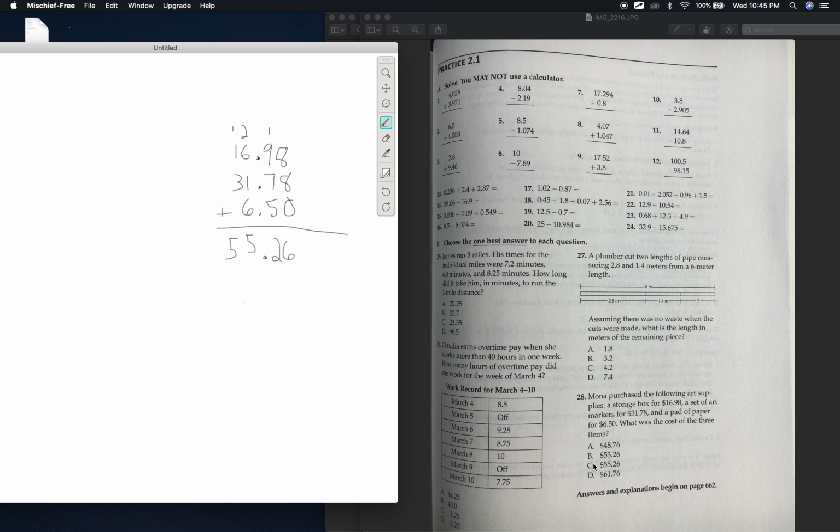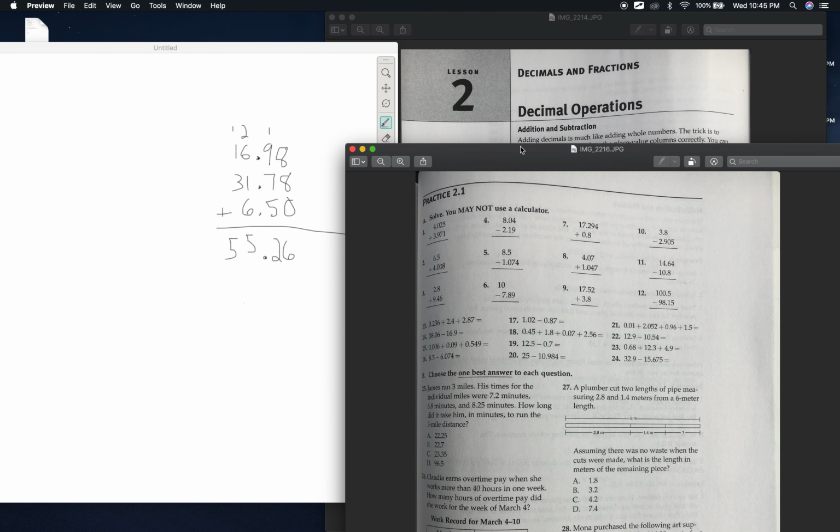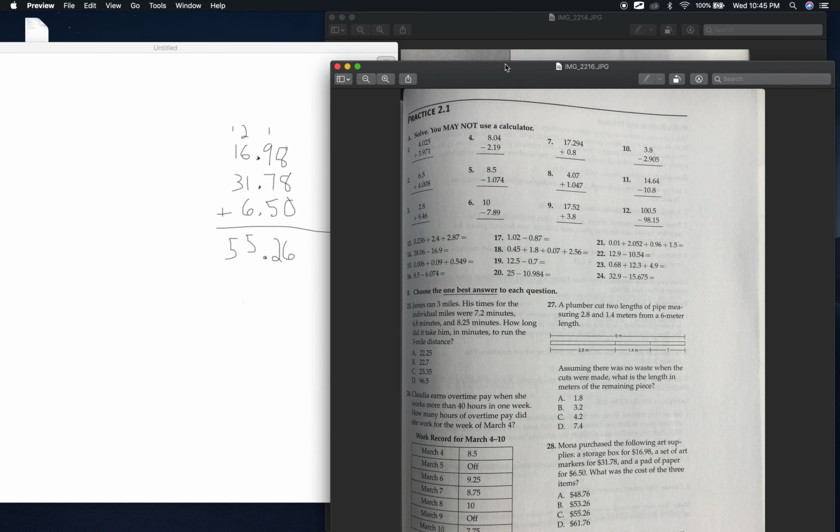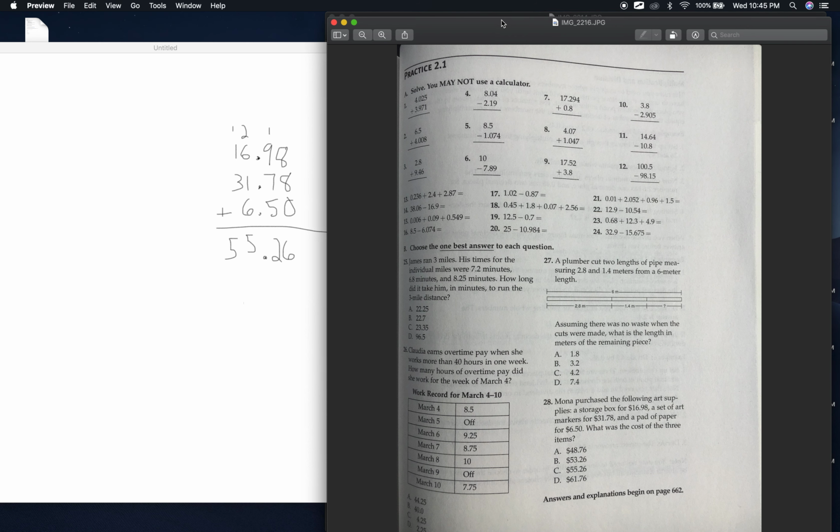Anyways, thank you guys for tuning into this lesson. That was decimal operations. Again, they're pretty basic. They're pretty much like adding and subtracting regular numbers. Just have to be mindful of the decimal place and include that in the answer.